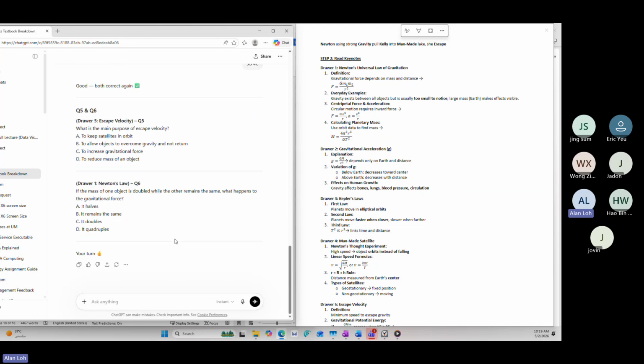Let's do 5 and 6. All right, 5 is escape velocity, 6 is Newton's law. It goes back to drawer 1. What is the main purpose of escape velocity? To keep the satellite in orbit, to allow an object to overcome gravity and not return, to increase gravitational force, to reduce mass. If the mass of one object is double the other.